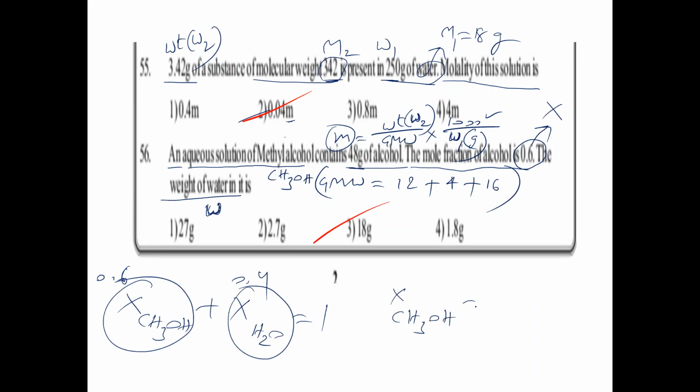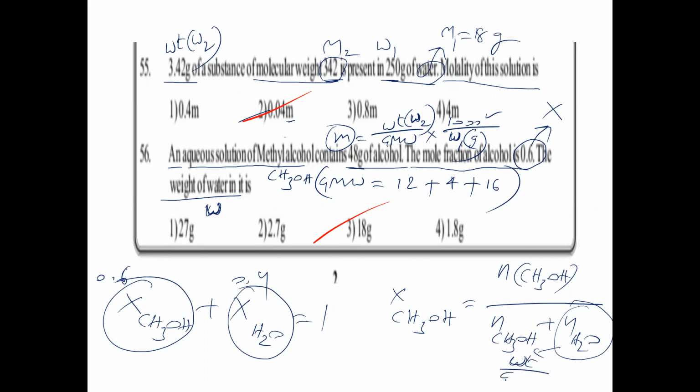0.6 is equal to what is the formula? Mole fraction: number of moles of methyl alcohol divided by number of moles of methyl alcohol plus number of moles of water. Again, number of moles formula, what? Weight by gram molecular weight. So what is the number of moles of water here? Weight of water by gram molecular weight of water. Weight of water we have to calculate. Gram molecular weight of water is 18.